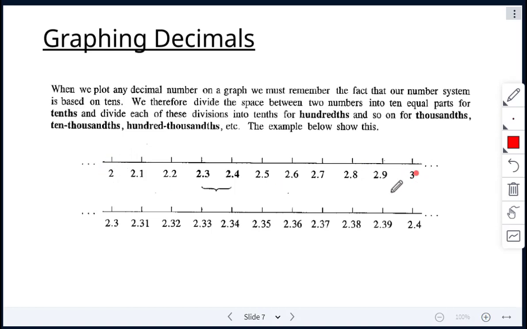All right, so here we have a 2 and then we have 3, and in between 2 and 3, we've divided it up, so you can see 2.1, 2.2, 2.3, and so on. If we wanted to look in between 2.3 and 2.4, so 2.3 is here, and we have 2.4 on the other end, and like before, you can divide that up into 10, and now you have your hundredths digits, 2.31, 2.32, 2.33, and so on, to get to 2.4.